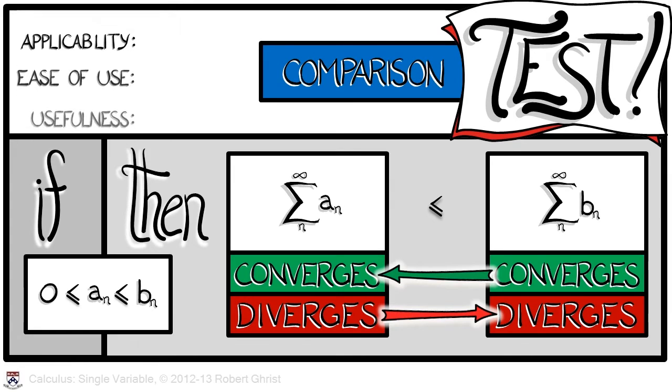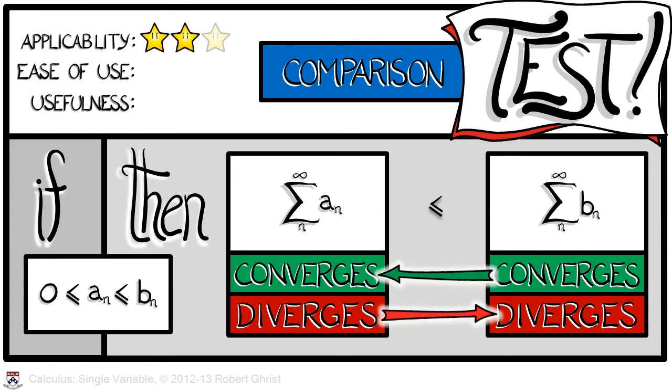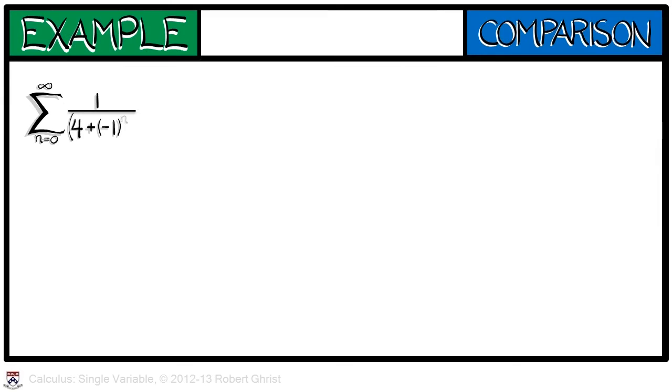Now, in terms of applicability, this one doesn't have so many hypotheses as the integral test. But in terms of ease of use and usefulness, it's not perfect, in part because it's easy to get these two results confused, and it's sometimes difficult to pick the appropriate b sub n or a sub n, or to know which is which. Let's see this in the context of some examples.